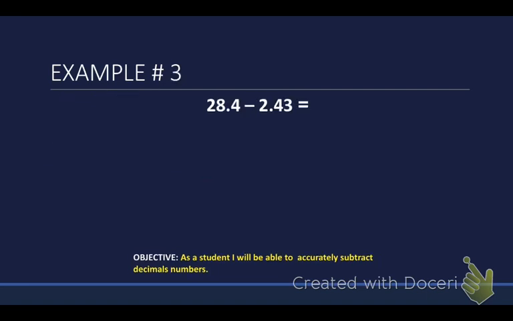Ladies and gentlemen, let's move on to example number 3. We have 28 and 4 tenths minus 2 and 43 hundredths. Remember, use zeros as placeholders, so we're going to go ahead and do that now.